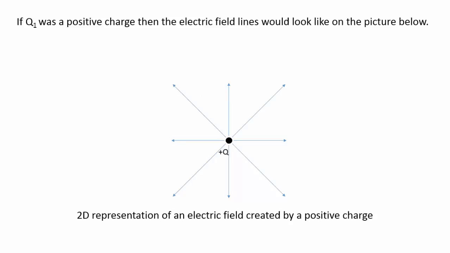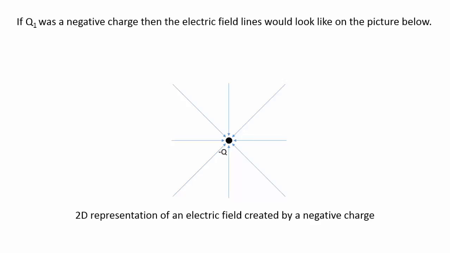If Q1 was a positive charge, then the electric field lines would look like on the picture below, going away from the charge. On the other hand, if Q1 was a negative charge, then the electric field lines will go towards it.